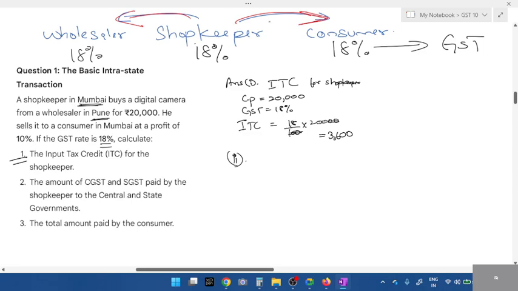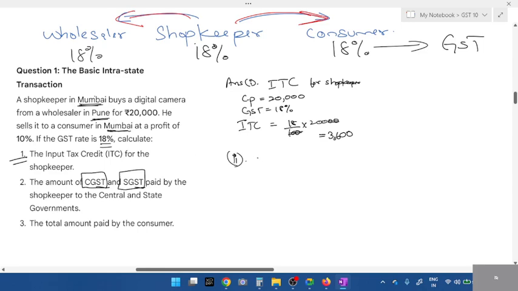For whom is the shopkeeper selling this? This shopkeeper is selling it to whom? Consumer. Where is the consumer? In which state? Is he in Mumbai or Pune? Same, he is in Mumbai, right? Which means Mumbai, Pune, and Mumbai, all three are in the same state. If it is the same state, it is intrastate, right? Just because it is intrastate, that is the reason they have told us to calculate what? GST, and basically find GST split into two parts. That's it. That's the concept.